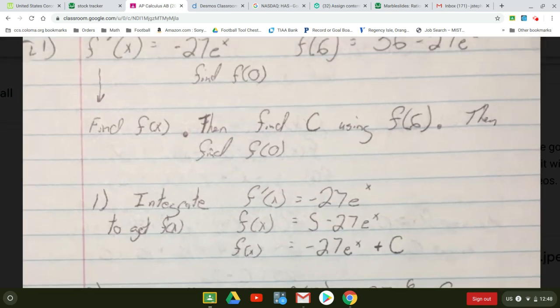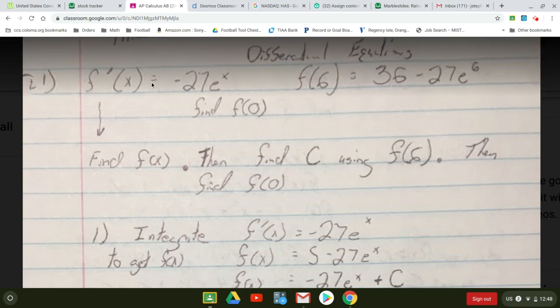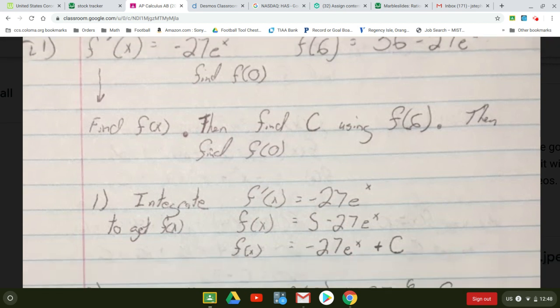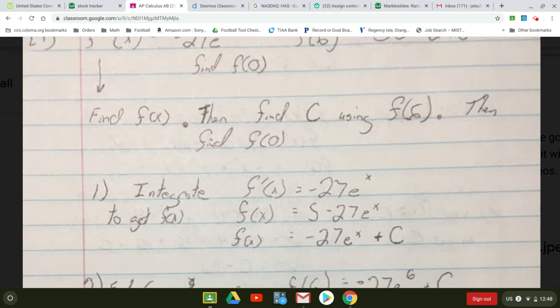Well, we do that by integrating. So if f prime of x is negative 27 e to the x, we take the integral of each side. The integral of f prime of x is your f of x. The integral of negative 27 e to the x just ends up being itself plus c. All right, so we now have f of x, but we need to know what the c is. Well, we're going to do that by using f of 6.